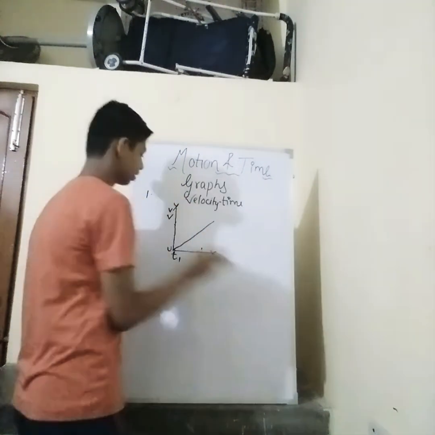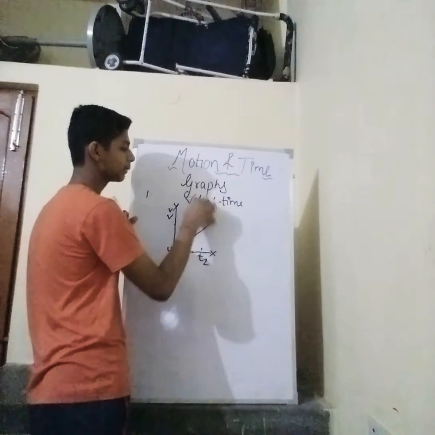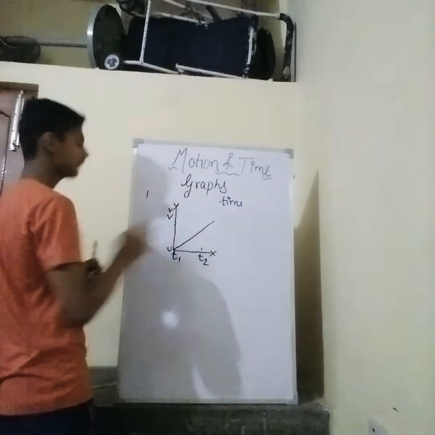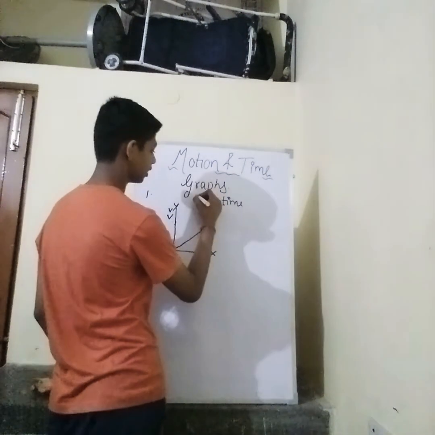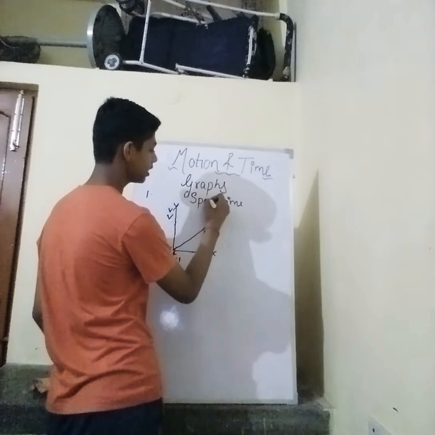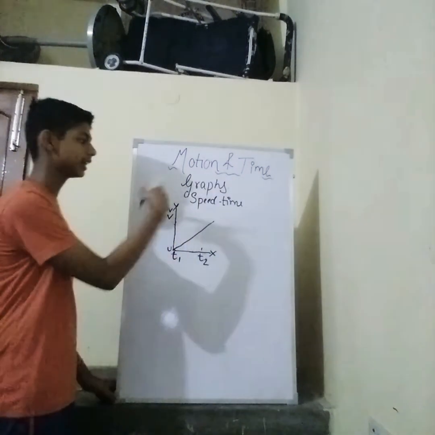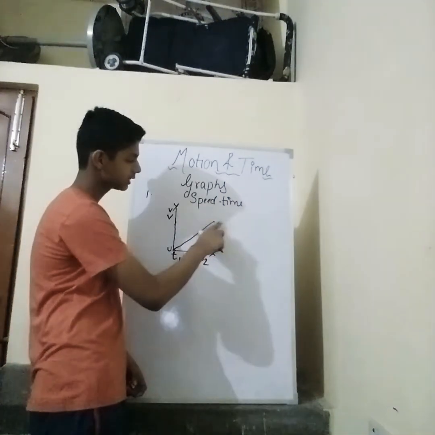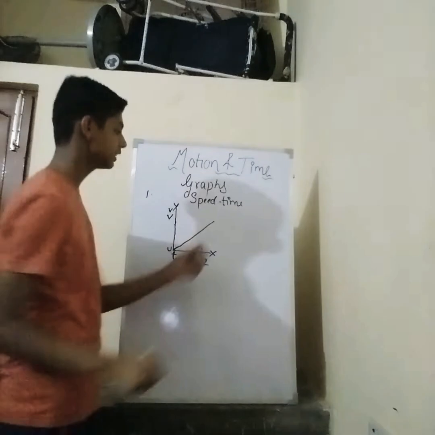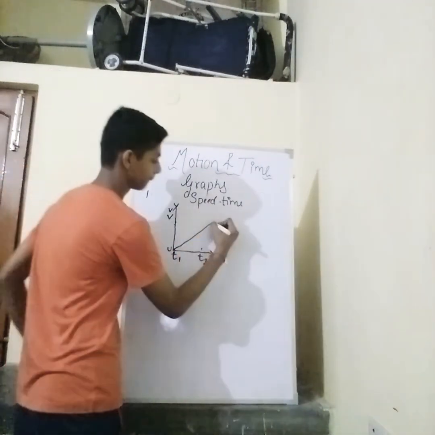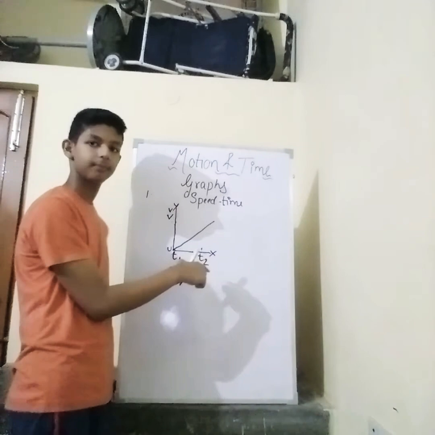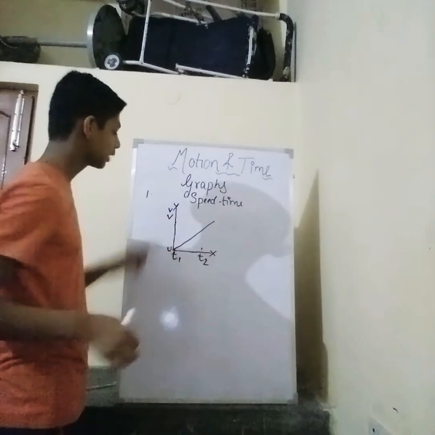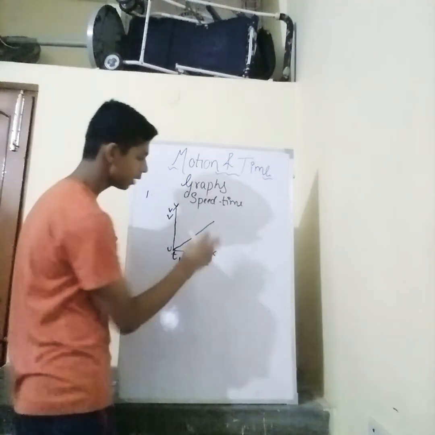So finally we will come to speed time graph. What is speed time graph? Here the symbol v will denote speed and symbol t will denote time. We are going like this, means our speed is changing with time. So here we can calculate distance. How?